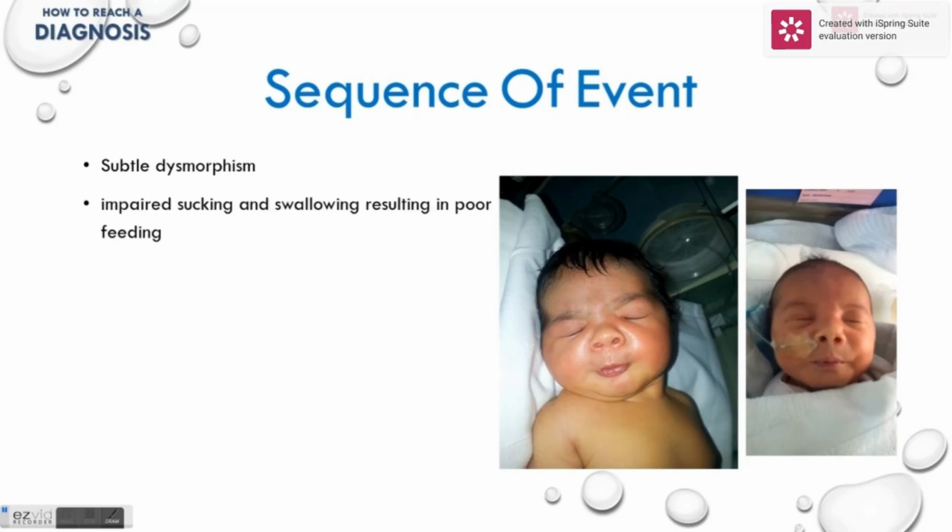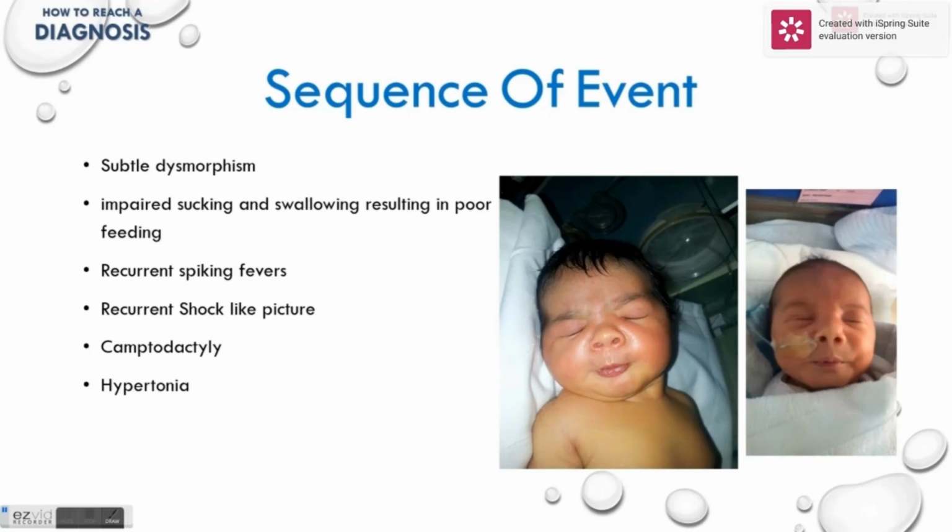From reading, the child had poor feeding and swallowing. He had a recurrent, unexplained fever. They had given him many courses of antibiotics, and he had shock-like pictures. And that information led me to a diagnosis. He had multiple shock-like pictures without explanation, without sepsis, just fever with shock-like pictures. And I noticed that he had camptodactyly, that means contraction of the fingers, and he was hypertonic.